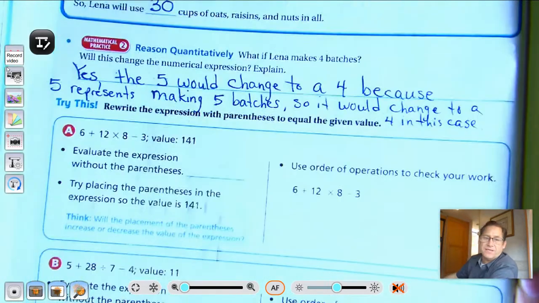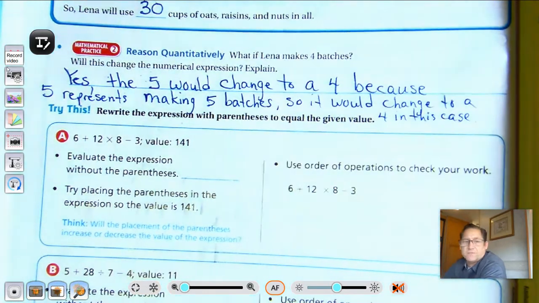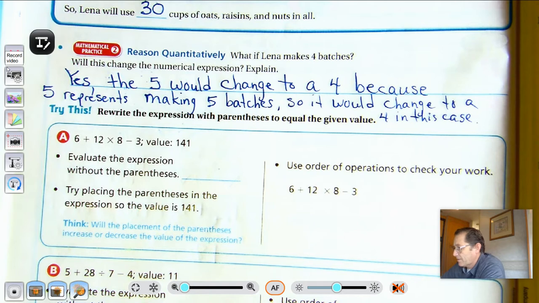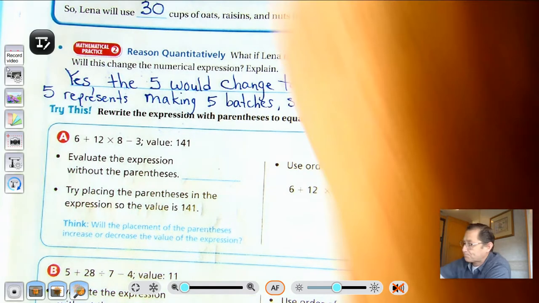All right, so my explanation is yes, the 5 would change to a 4 because 5 represents making 5 batches. So it would have to change to a 4 in this case. All right, let's try these.